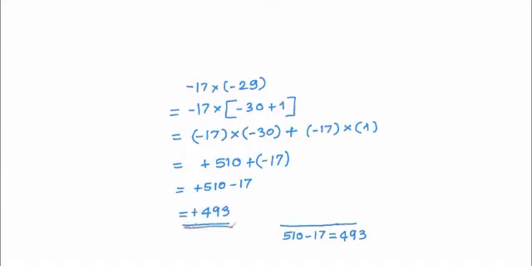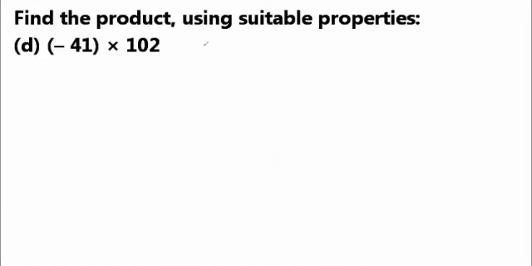Now it is very important here to spot this, where minus 29 can be represented as minus 30 into 1. Because the moment we get minus 30, multiplying minus 30 with 17 becomes very easy, because it is just 17 threes are and then 1 0. So that is what is very important, to see which number will make my calculations easy. Let's take one more example.